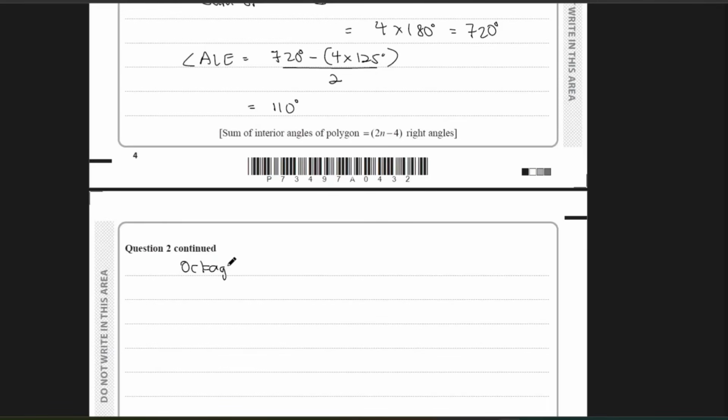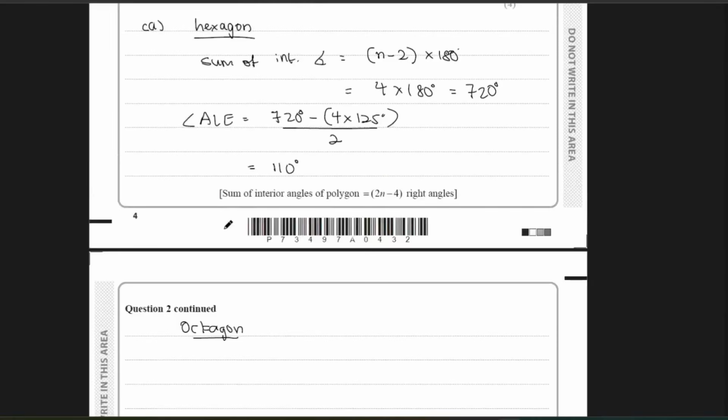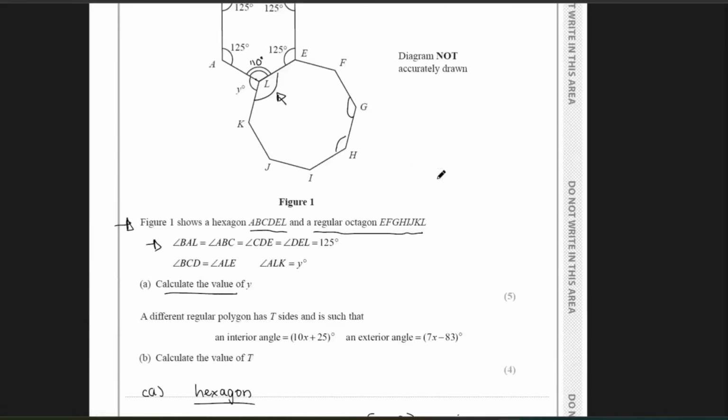Next, we need to calculate the interior angle of a regular octagon. We can use the same formula. This time, let's calculate the interior angle straight away. The formula is n minus 2 times 180, which is the sum of interior angles. But since this is a regular octagon, we can divide by the number of sides to get the value of one angle. n is 8 here. 8 minus 2 is 6. 6 times 180 divided by 8 gives us the size of one interior angle. This gives us 135 degrees. That means angle KLE is 135 degrees.